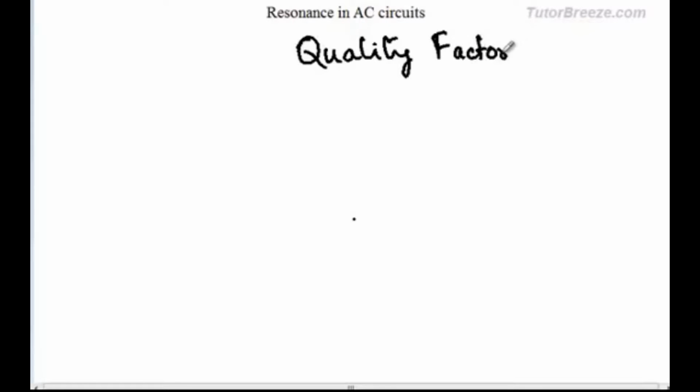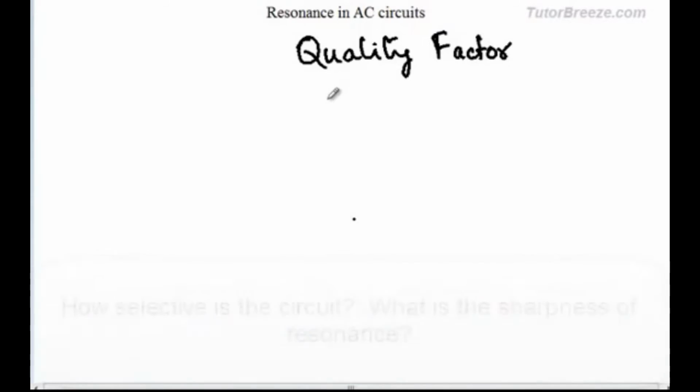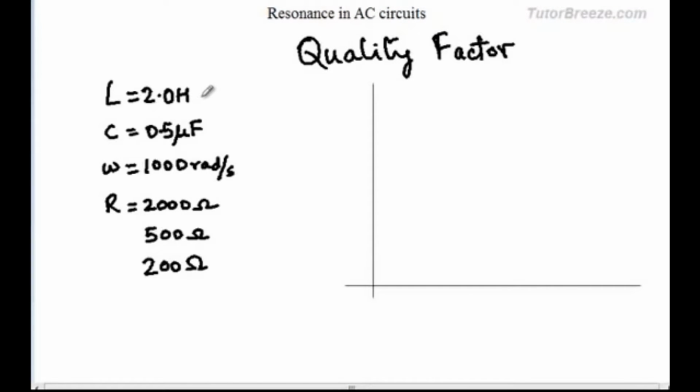But the resistance of the LCR circuit affects another very important factor, which is the quality factor. And we need to take a look at this in detail, because this tells us how selective the circuit is, what the sharpness of resonance is. So let's look at this a little more in detail. Let's say we have a circuit whose inductance is 2 Henry, capacitance is 0.5 microfarad, and hence the resonant frequency omega is 1000 radians per second.